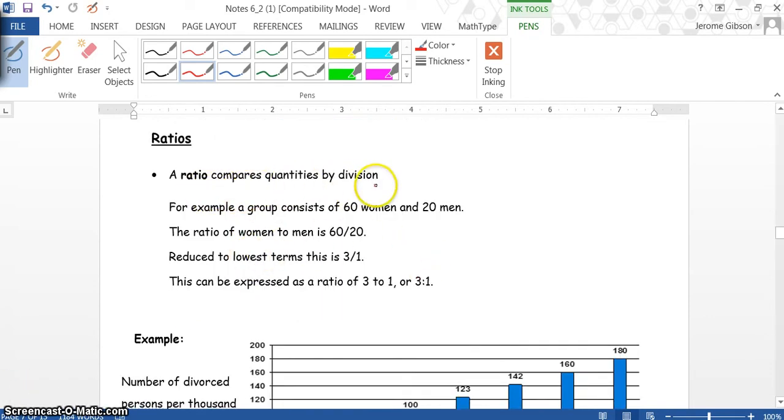Now we move on to ratios. A ratio compares quantities by division. For example, a group consists of 60 women and 20 men. The ratio of women to men is 60 divided by 20. Reduced to the lowest term, this is 3 divided by 1. This can be expressed as a ratio of 3:1.